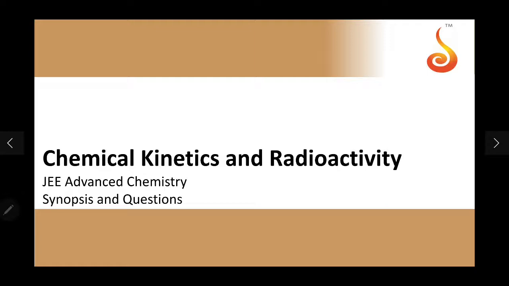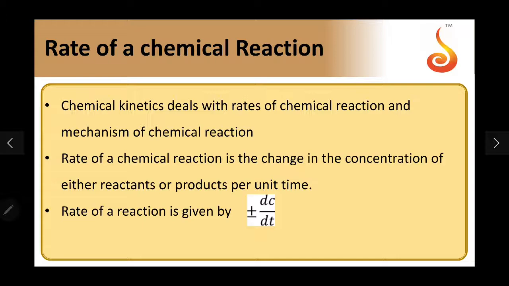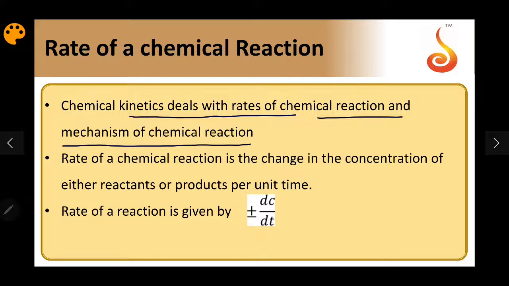Today we are going to discuss the synopsis and questions in chemical kinetics and radioactivity. So, according to kinetics, chemical kinetics deals with the rates of chemical reaction and mechanism of the chemical reaction. And the rate of chemical reaction is the change in the concentration of either reactants or products with respect to time. So, the general expression is plus or minus dC by dt. Here plus indicates the increase in concentration of products, minus indicates the decrease in the concentration of reactants.